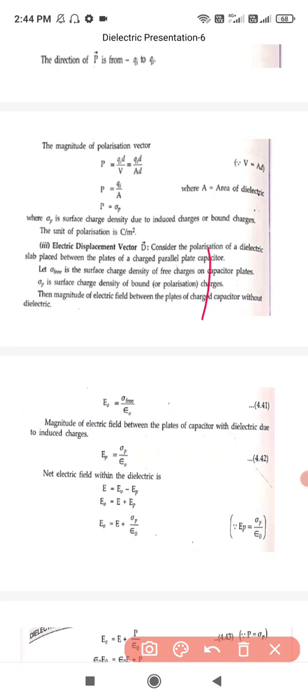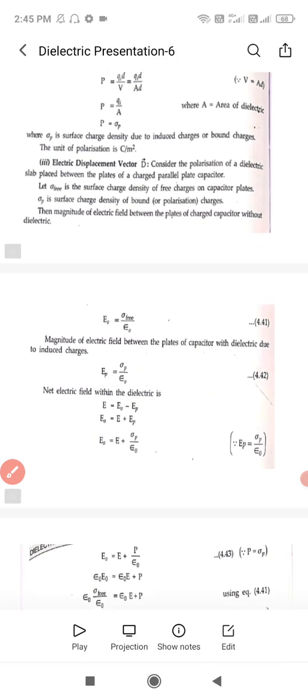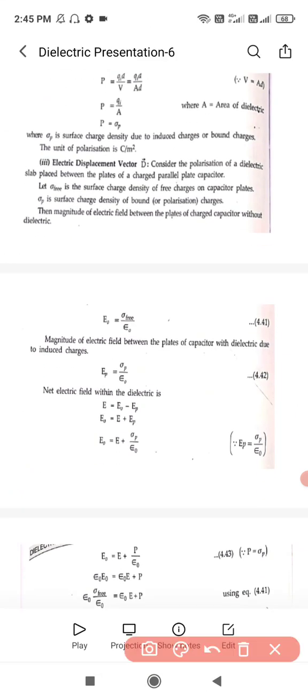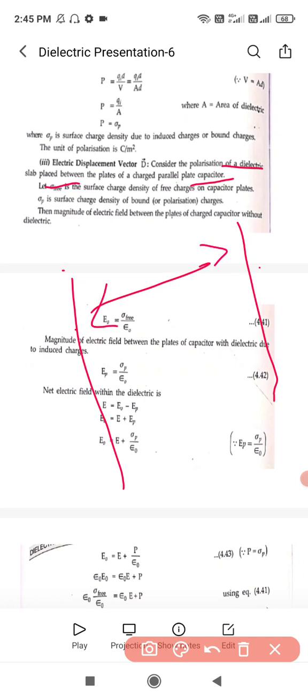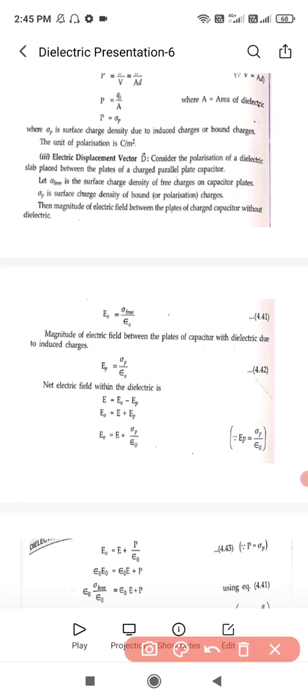Next we see the electric displacement vector D, considering polarization. Now we see the polarization of a dielectric slab placed between two parallel charged plates. Polarization takes place between the two parallel plates of the capacitor. The surface charge density will be obtained between the two parallel plates. Sigma free is the surface charge density of the charge on the capacitor plate. Sigma p is the surface charge density of the bound or polarized charge.